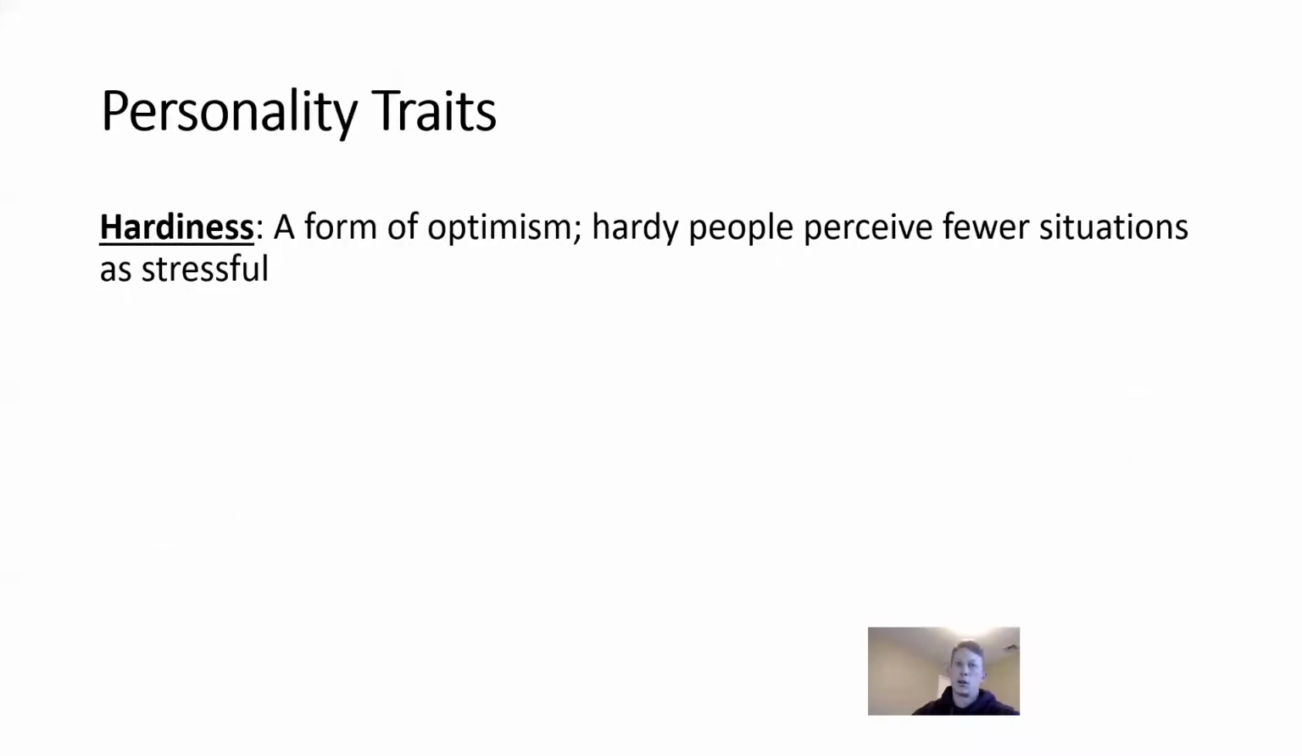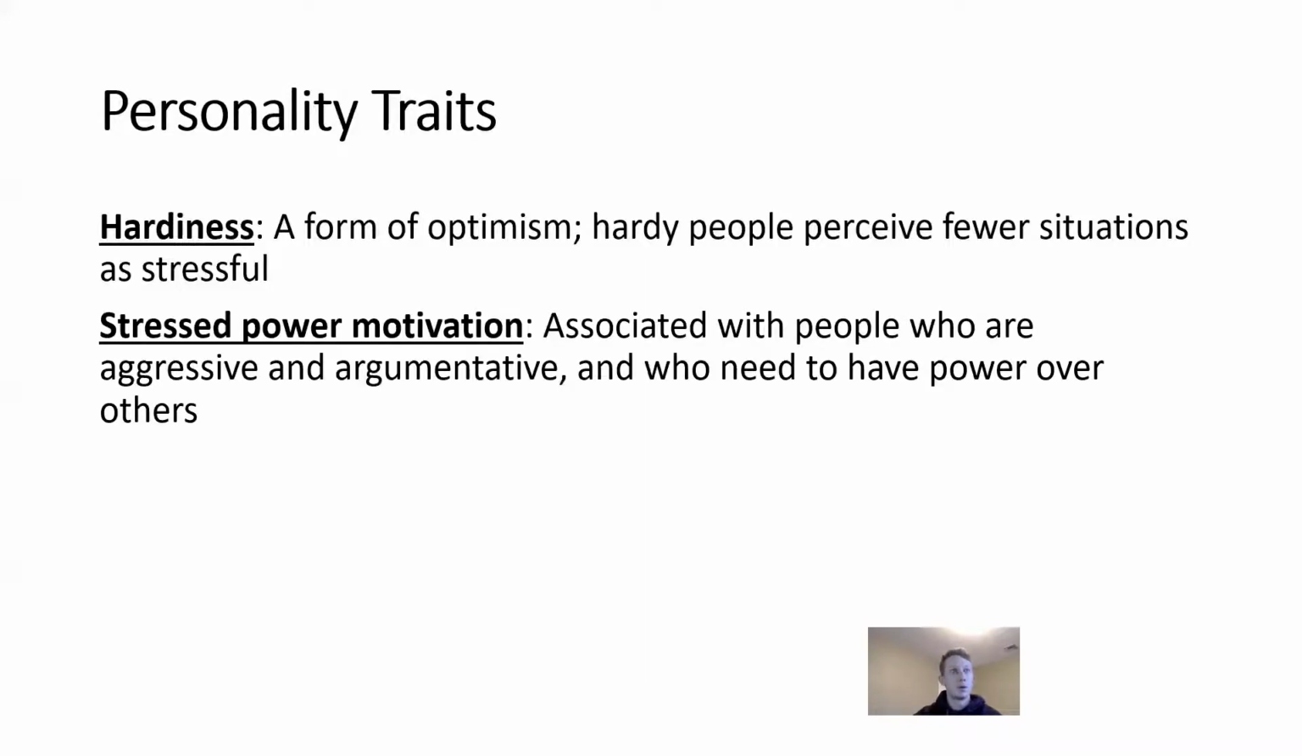Some traits that can maybe help or hinder your stress response are things like hardiness. Okay, it's a type of optimism. Hardy people perceive stressors as less, or don't even perceive some stressors that someone else may think could be a stress to them. They don't see it that way. It's more like a positive optimism. Things will be okay. There's also stress power motivation. Some people who are very over controlling or aggressive, if they lose control, will often have this power response. They want to bring power back, and they may do that aggressively.